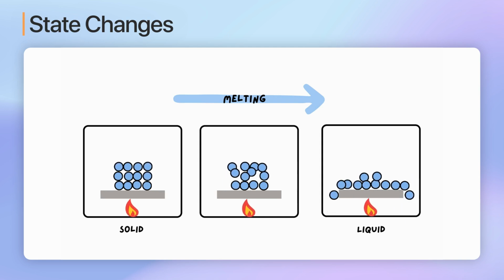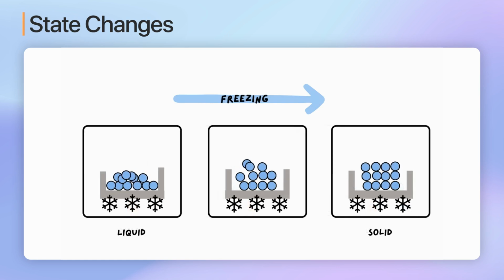The reverse of melting is freezing. When a liquid loses energy, its particles move more slowly and get closer until they arrange into fixed positions, forming a solid. We see this when water turns into ice in the freezer.